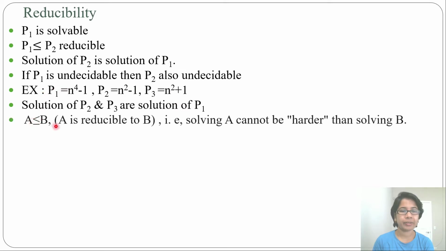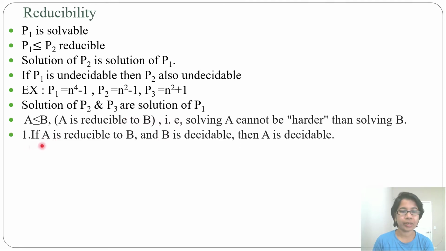If A is reducible to B, then solving A cannot be harder than solving B. This means solving A cannot be more difficult than solving B. There are some rules and you will get questions directly from these rules. First rule: if A is reducible to B and B is decidable, then A is also decidable.